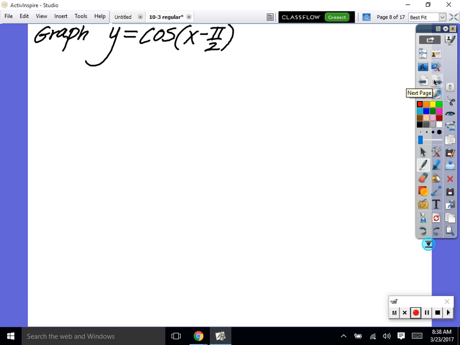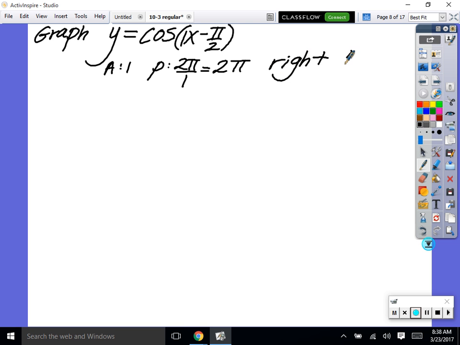So this is where it gets a little bit trickier. So shifting left and right. I'm going to give you some hints to make it a little bit easier. So first of all, you'd say my amplitude in this one is 1. My period is still what? B is 1, so it's still 1. So my period is still 2 pi divided by 1, which is 2 pi. But now we're shifting all of our points right pi halves. So here we go. Everyone ready?